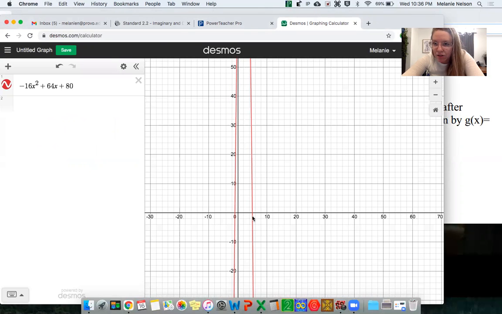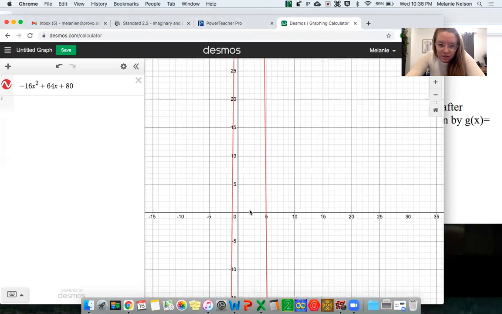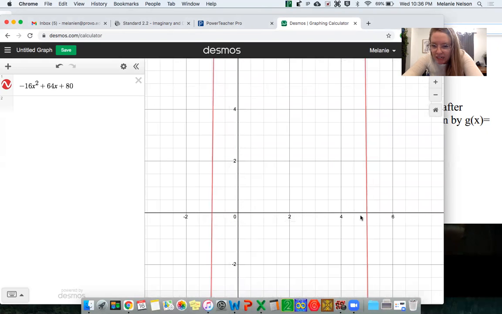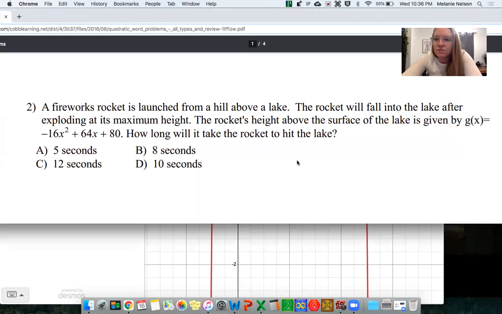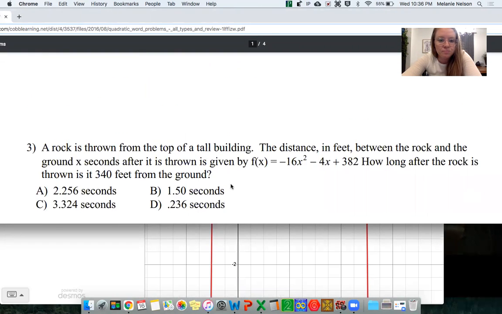So we're going to go back down here to the x-axis. If I zoom in on the x-axis, right here is when it equals 0, at 5 seconds. So after 5 seconds, that rocket is going to hit the surface of the lake. We can use our quadratic to interpret that information. Remember, our x-intercepts are our solutions. That's what we're looking for. Okay. We'll look at one more and then I'll leave the rest for you guys to practice.